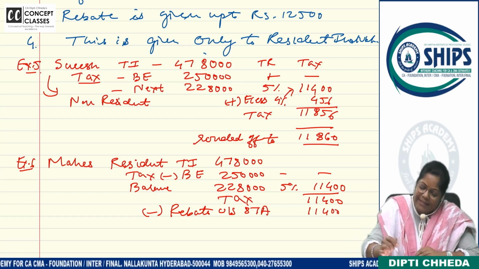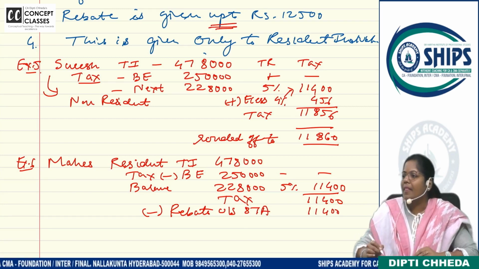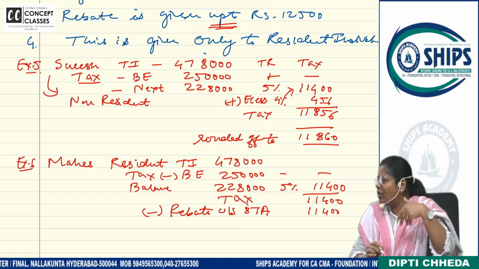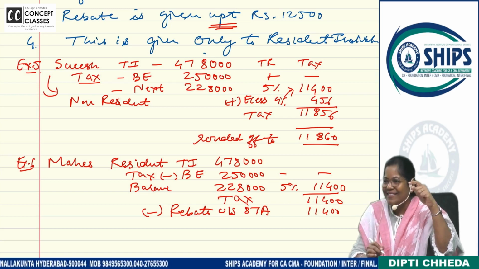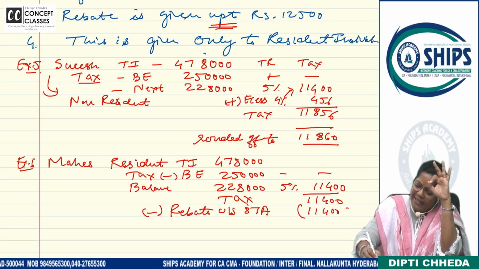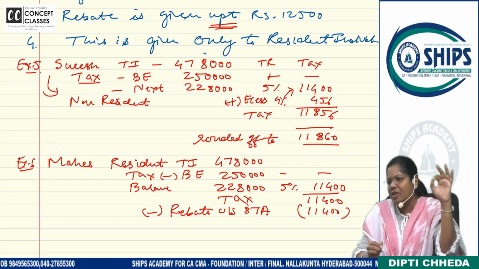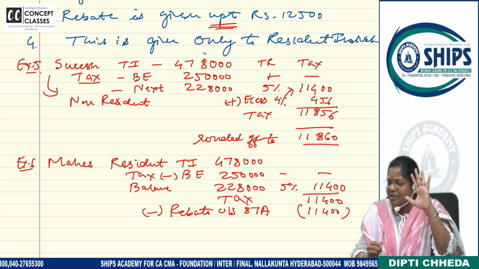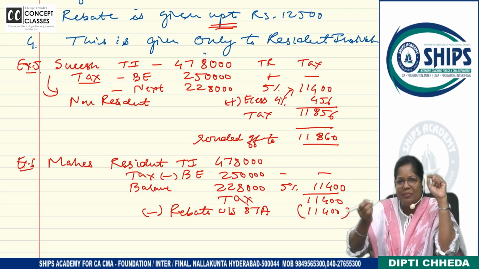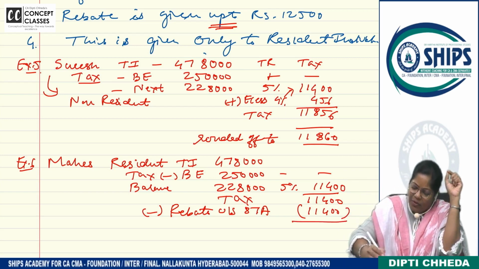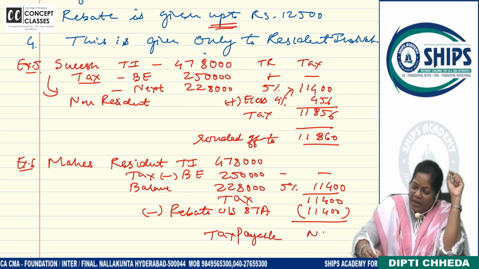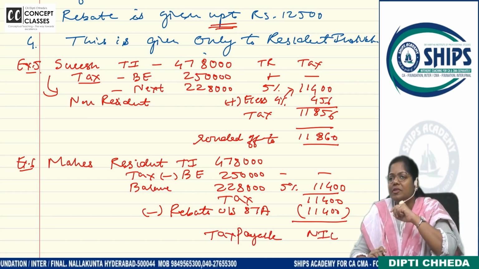No, what did I say? Rebate cannot be more than your tax. There is no maths logic of minus here. What is your tax? 11,500. Till how much tax can you claim the rebate? 12,000. So how much rebate will you take? 11,500. And a minus sign in income tax we always put in brackets. Okay. So what is your tax payable? Nil.